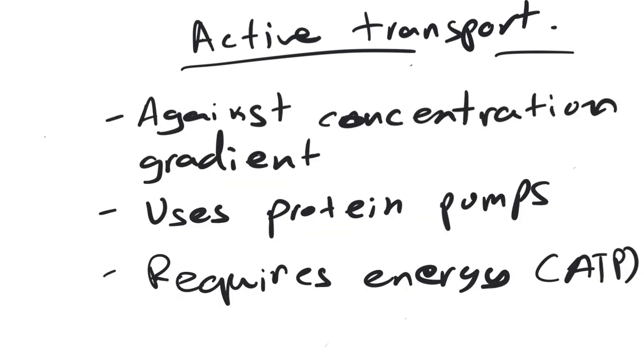So to recap, active transport is against the net concentration gradient, uses protein pumps, and requires energy, ATP, unlike diffusion and osmosis.